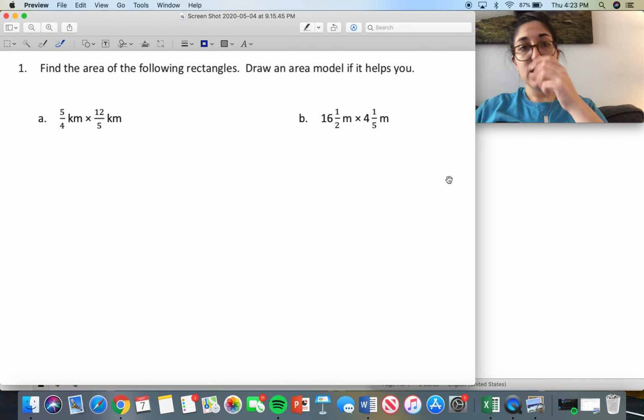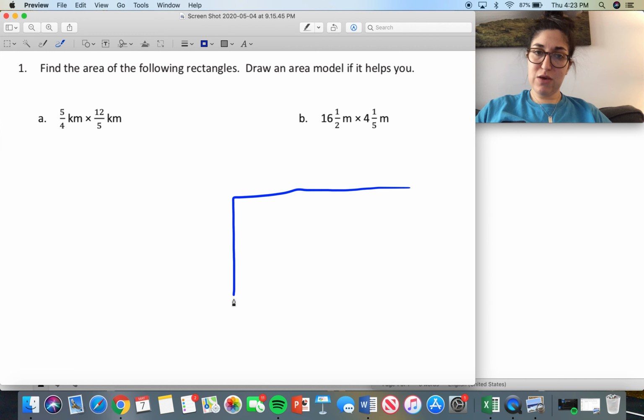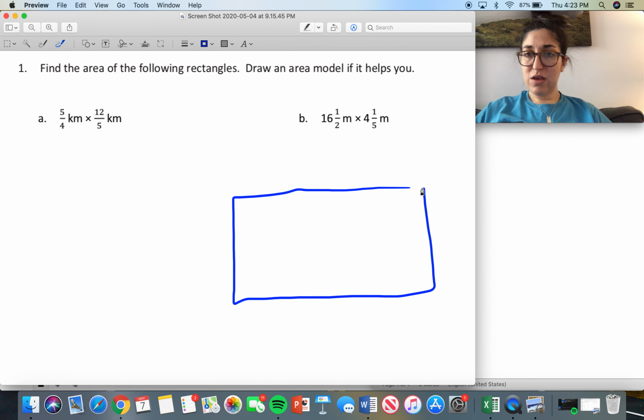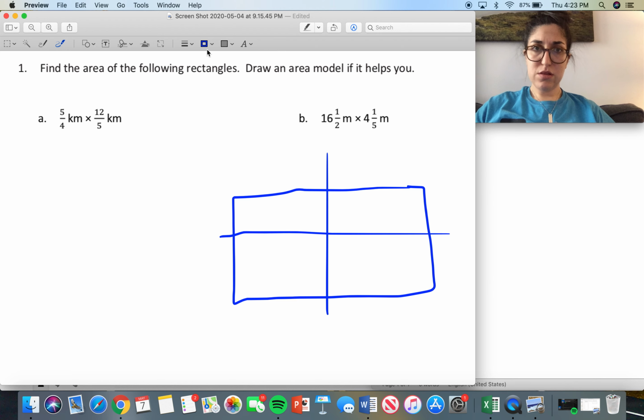Boom. All right, next one. This one is in a format we've already seen before, 16½ meters times 4⅛ meters. So again, right, it would take me a while, but I can do this. I'm going to break it into an area model, and I'm going to separate the 16½ into 16 and ½. and 4⅛, I'm going to separate into 4 and ⅛.